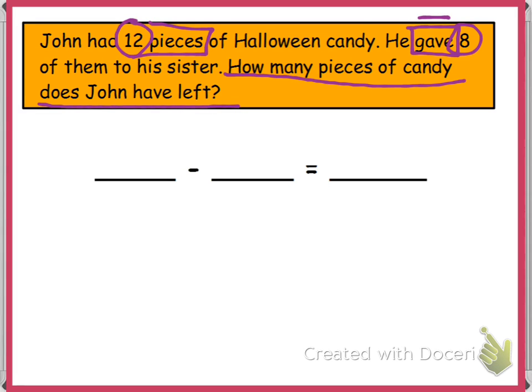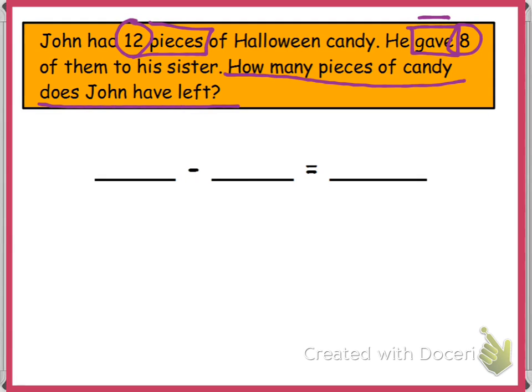Now I'm going to do my E. I'm going to be thinking about how I'm going to solve. So I need to really fully understand this word problem. I know that John had 12 pieces of candy, and he gave 8 of them to his sister. So we can start our subtraction sentence off by just knowing this information. We know that subtraction is your whole minus your part equals your other part.